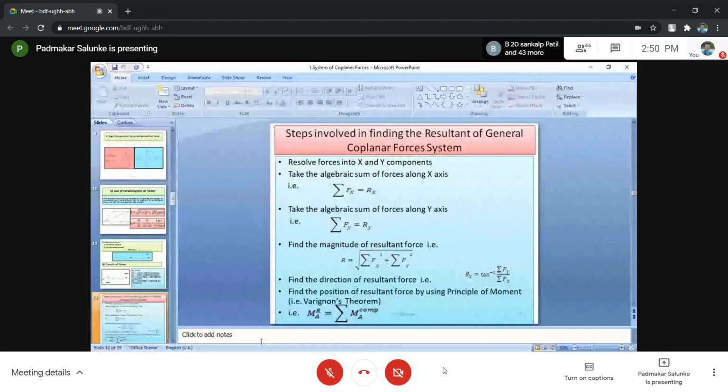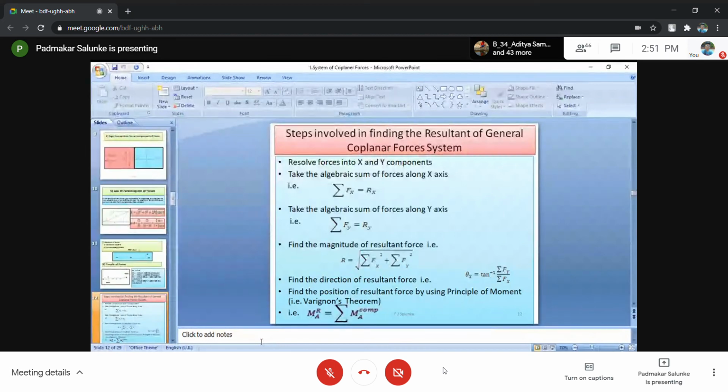And next, the most important is the position. Position is always calculated by one theorem, and that theorem is called Varignon's theorem, or it is called the principle of moment. This principle of moment is a very famous principle or very famous theorem. Find the position of the resultant force by using the principle of moment, or Varignon's theorem.